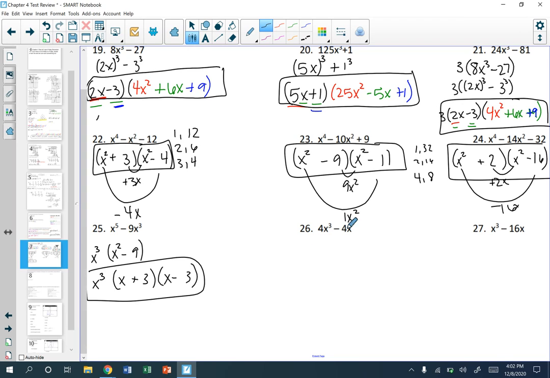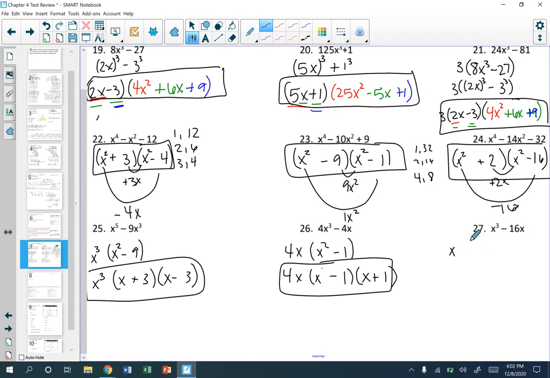All right, here I see the 4 and the x in common, and I'm left with x squared minus 1. Again, I see a difference of 2 squares here, so I'm going to split it up x and x, 1 and 1. 1 needs to be positive, and 1 needs to be negative. Again, take out what's in common, which is the x, and I'm left with x squared minus 16. I know 16 is a perfect square, so this is going to factor as a difference of 2 squares. Once again, which is 4 and 4, and they need to be opposite signs, conjugates.